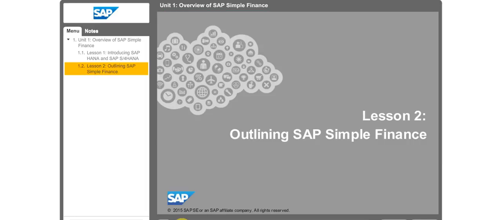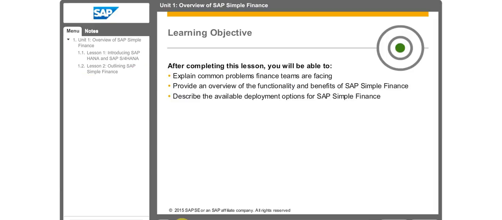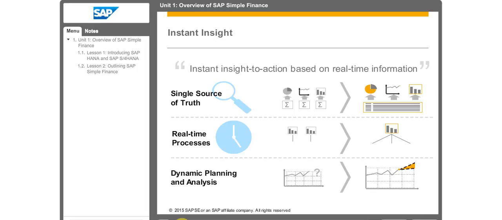Lesson 2. Outlining SAP Simple Finance. After completing this lesson, you will be able to explain the common problems that finance teams are facing worldwide, provide an overview of the functionality and benefits of SAP Simple Finance, and describe the available deployment options for SAP Simple Finance. Instant Insight. The promise of SAP S/4HANA is instant insight to action, based on real-time information.